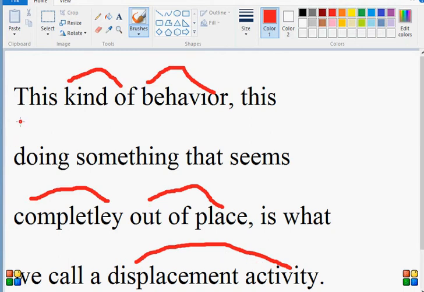So let's listen to this one more time. This kind of behavior, this doing something that seems completely out of place, is what we call a displacement activity. And you'll notice there I read it at something very close to a normal pace, but you could see that the words rose and fell in pitch.